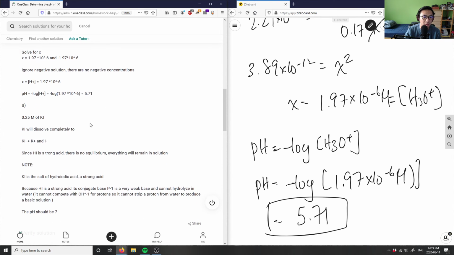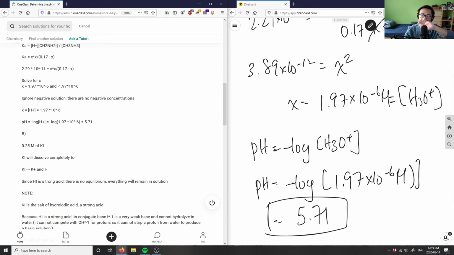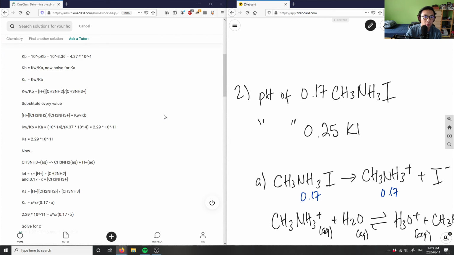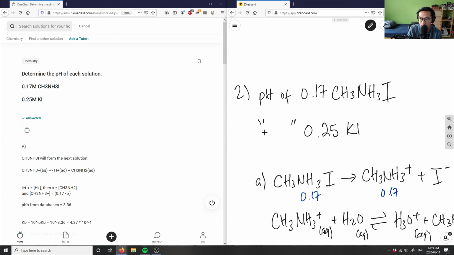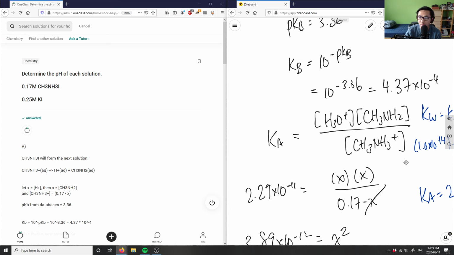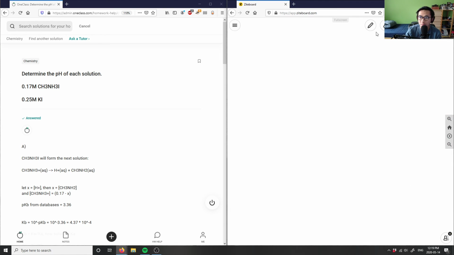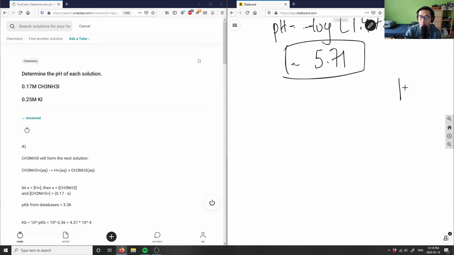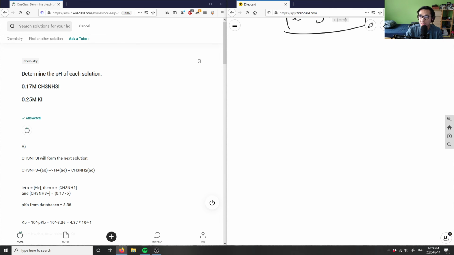And finally for part B, part B is different, right? I have a solution of 0.1725 molar KI. I forgot the M here. This is the molarity of KI, so let me write that down as well. This here is part B. So we solved part A, which is 5.71, which is great. And part B is now asking us about 0.25 molar potassium iodide.